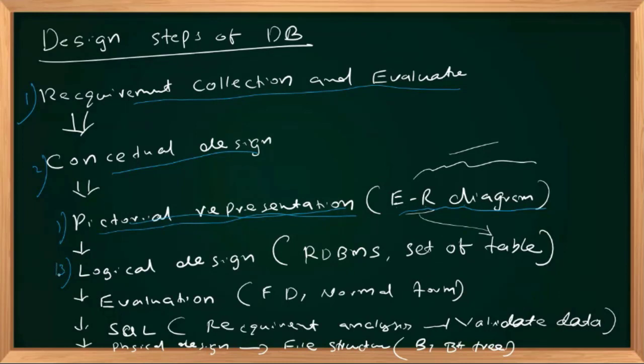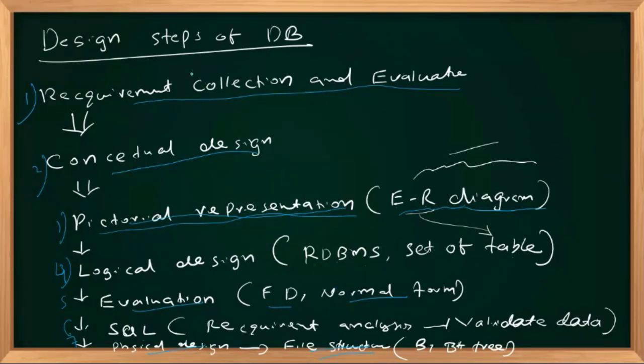Fourth step, logical design, means conversion of RDBMS into a set of tables. We will discuss everything in detail, no problem. Fifth step is evaluation. Evaluation means functional dependency and normal form. Sixth step, SQL, means requirement analysis and validation of data. Then seventh step is physical design. Then finally, file structure is the design steps of database.